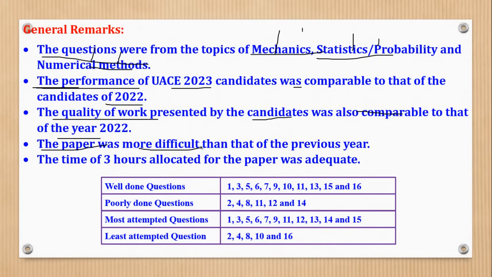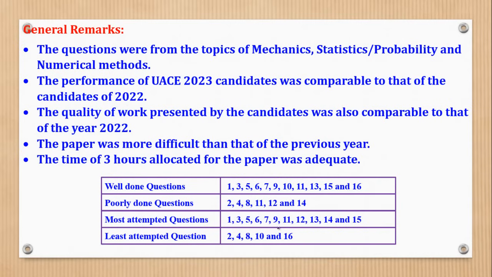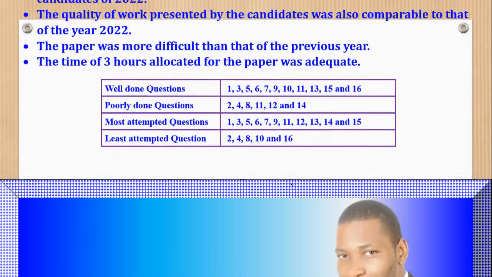Then the paper was more difficult than that of the previous year. So they admit it was a little more difficult. Then the time of 3 hours allocated was adequate. So you don't need to say the time is not enough. The time of 3 hours is already enough. So this is a summary of well done questions, poorly done questions, most attempted, and least attempted. I draw your attention to some questions, these ones. Do you see them? They are here among the least attempted, but they are also among the well done. Okay, so that brings us to the end.